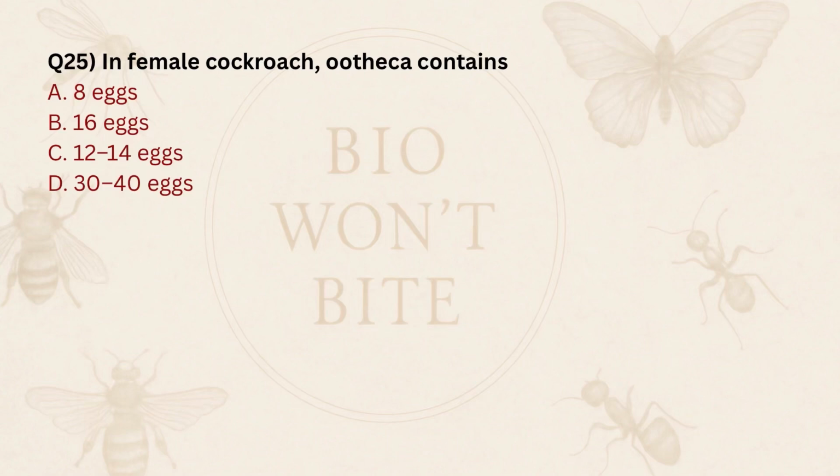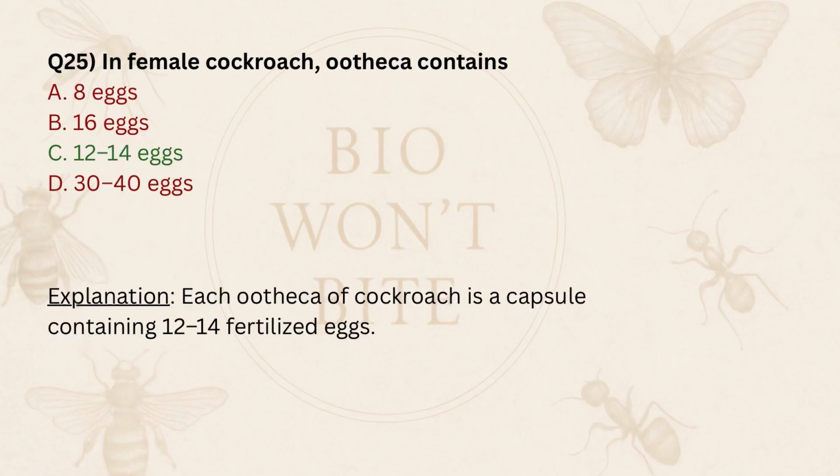Number 25. In female cockroach, ootheca contains. The correct answer is option C, 12 to 14 eggs. Each egg case or ootheca encloses 12 to 14 eggs, protecting them until they are ready to hatch.